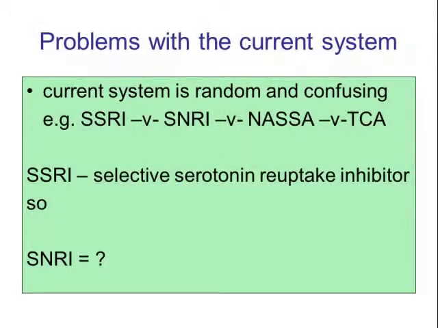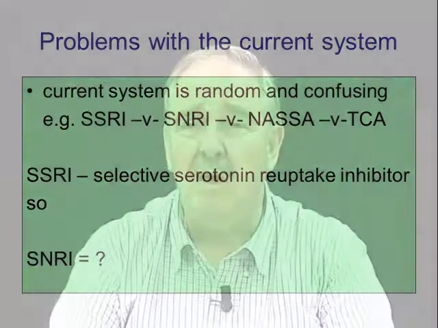And if you see the first slide, you see there are some confusing acronyms which are used. So we have SSRIs, SNRIs, NASAs, TCAs. What do these mean? Let me give you an example of the confusion. SSRI, I think everyone knows, stands for selective serotonin reuptake inhibitor. You might therefore work out what SNRI might mean. So what would you think?